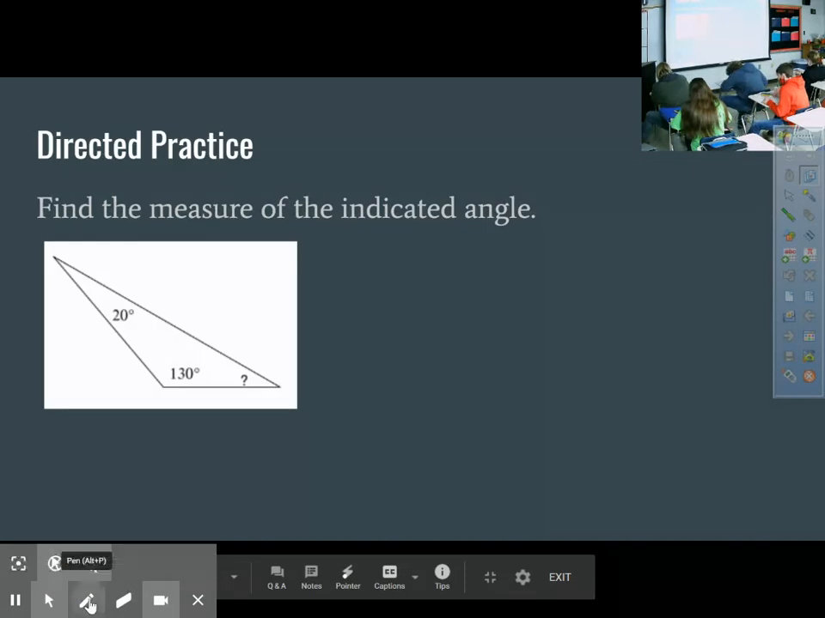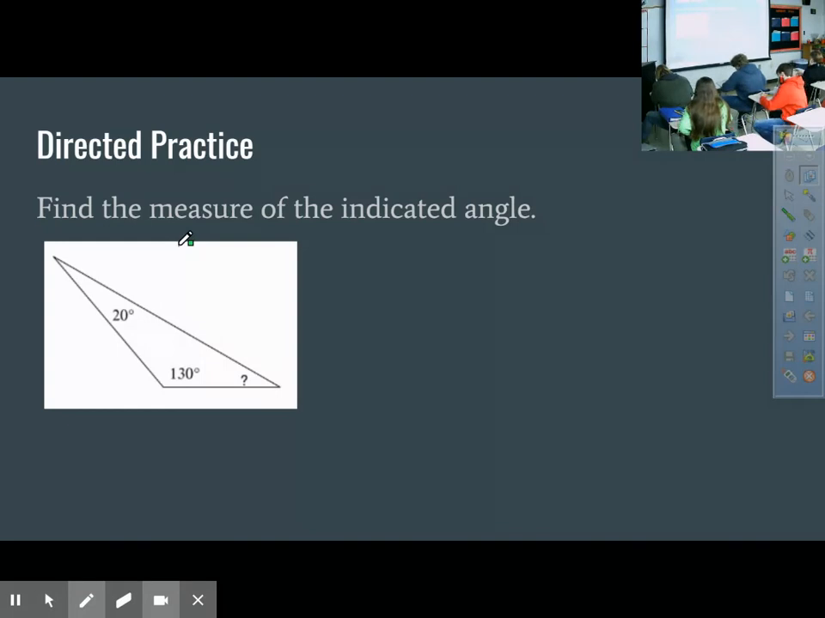Okay, let's try this one. I noticed it says find the measure of the indicated angle, and I know it doesn't say it, but let's classify it also once we're done. So this interior angle is 20, this interior angle is 130, and I need to find this interior angle. Okay. Which theorem would I use? The triangle sum theorem or the exterior angle theorem?